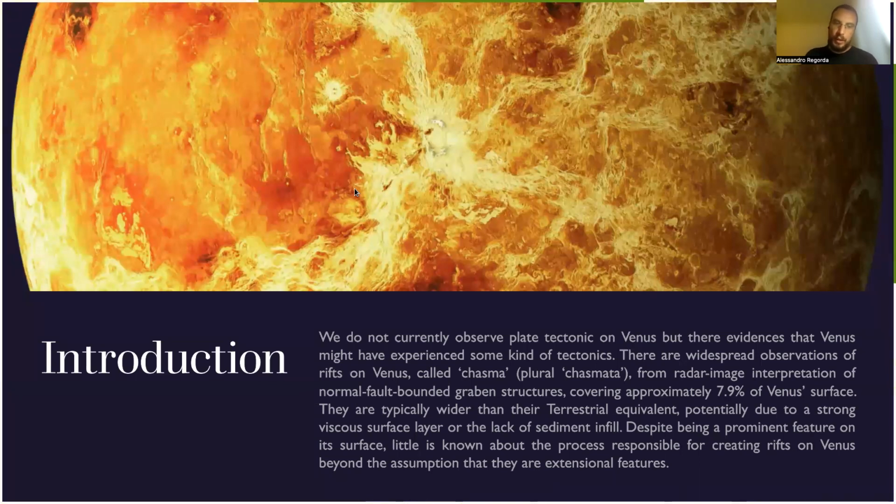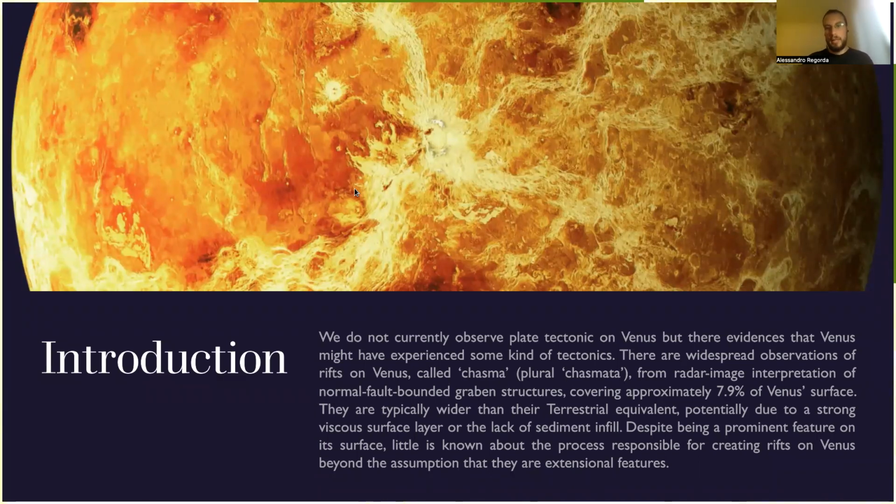So even if we do not currently observe some kind of plate tectonics on Venus, there are some evidences that Venus might have experienced in the past some kind of tectonics. In fact, there are some structures that have been correlated to some kind of tectonics, like the corona, but there are also widespread observations of rifts on Venus. They are called chasma or chasmata, and they have been interpreted as normal fault-bounded gravity structures.